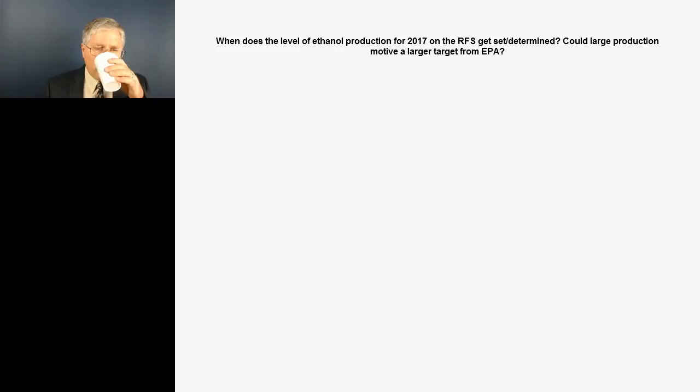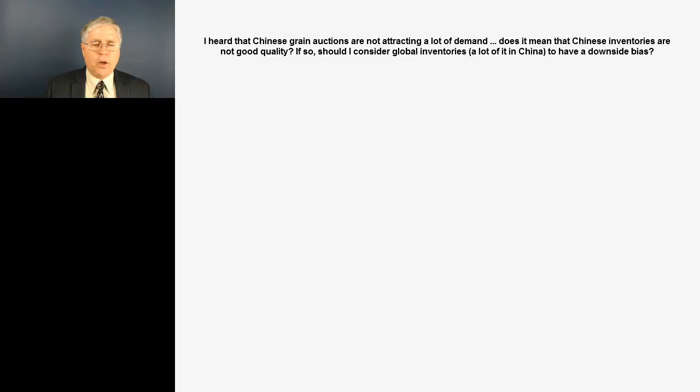Francisco, I heard that Chinese grain auctions are not attracting a lot of demand. Does it mean that the Chinese inventories are not good quality? If so, should I consider global inventories, a lot of it in China? Yeah, better than 50% of it in China, in order to have a downside bias.